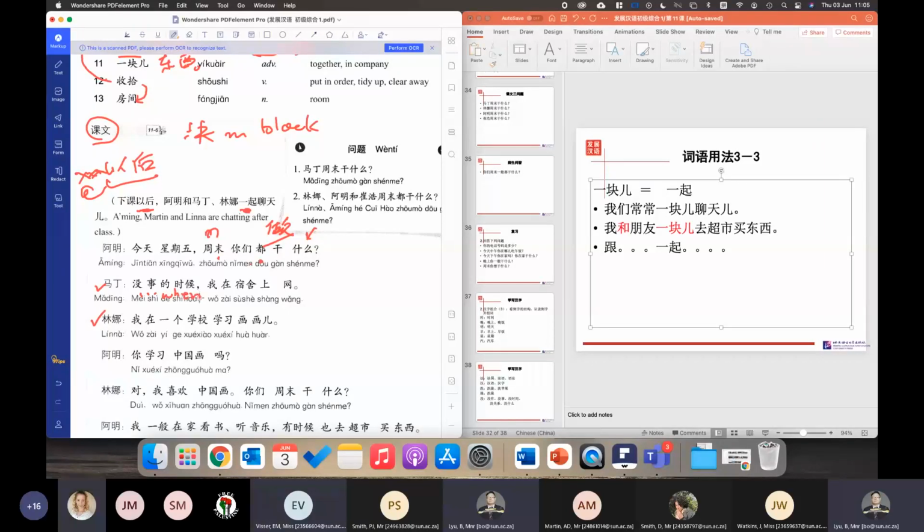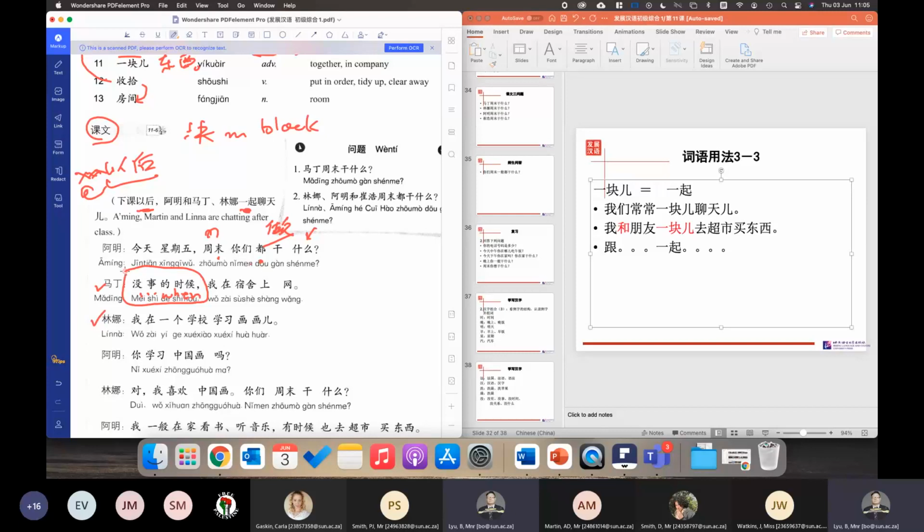when or while, right? 没事儿 means not have something, when you don't have something going on. 的时候 means when, 没事儿 no things, time. So when you don't have things that need you to attend to, this is a very common expression. When I don't have things to do, 没事儿的时候, what do I do?